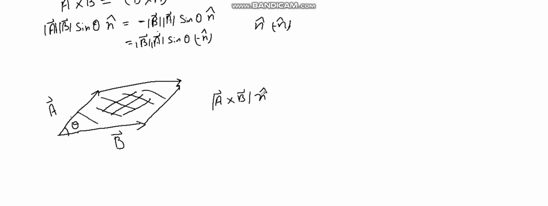So we have either the n cap direction or the minus n cap direction, representing that there are two possible directions of the area that is formed from A and B. One is this direction and the other is this direction. So this is the physical representation of this cross product.